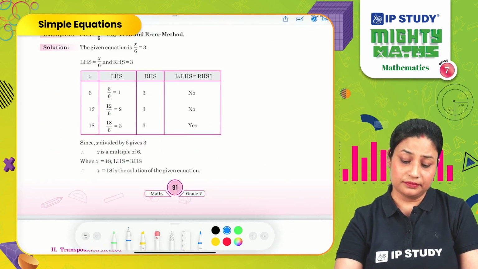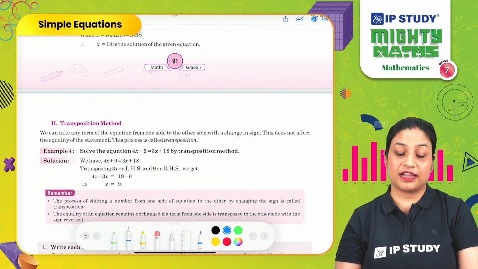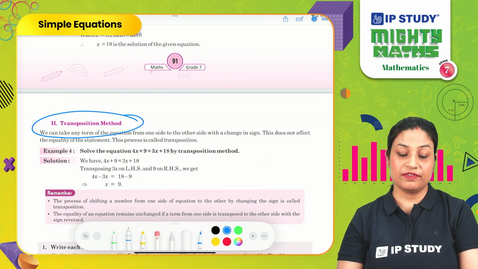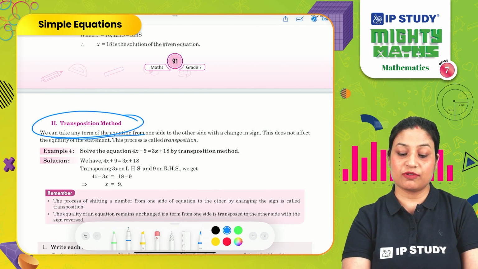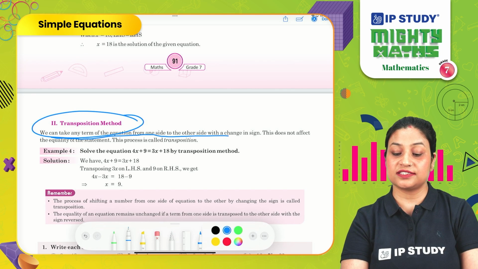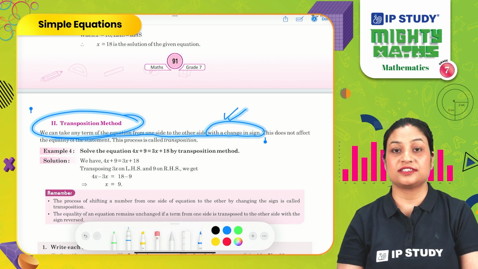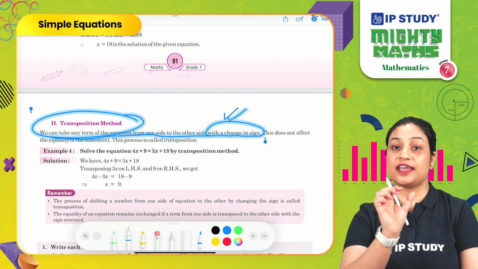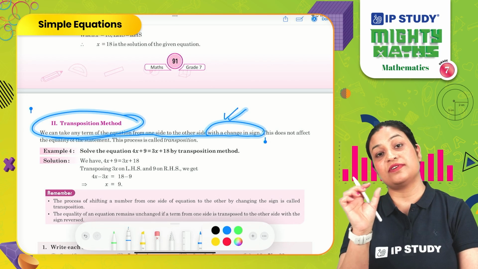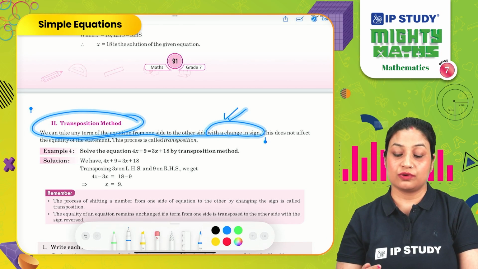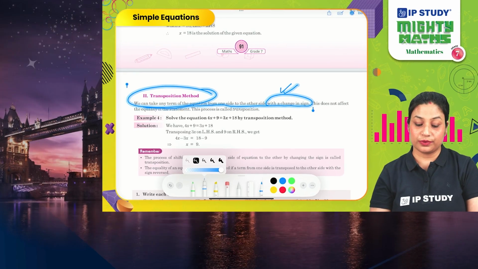Now, let's move on to another method, that is the transposition method. So here what we will do, we can take any term of the equation from one side to the other side with a change in sign. This is very, very important. We need to keep this in our mind while doing this method. Whenever we are taking any term or expression from one side to the other side, the sign will be changed. So we will check how we are going to do it.